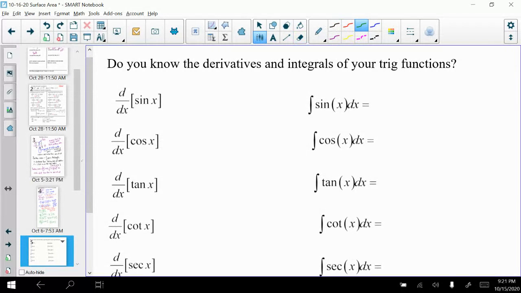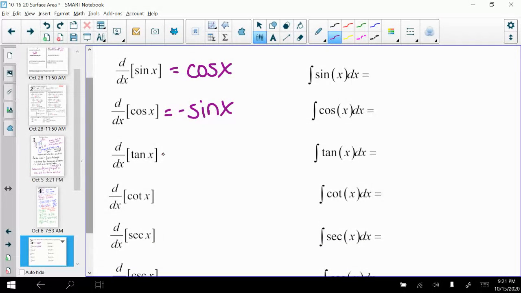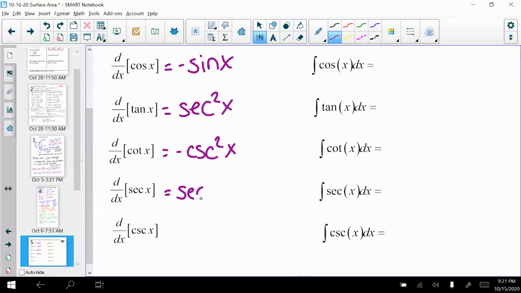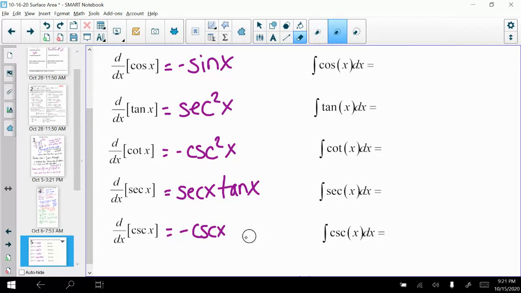So let's start with the easy side. Let's start with our derivatives. The derivative of sine is cosine. Derivative of cosine is negative sine. Derivative of tangent, secant squared. Derivative of cotangent, negative cosecant squared. Derivative of secant is secant x tangent x. Derivative of cosecant is negative cosecant x cotangent x.